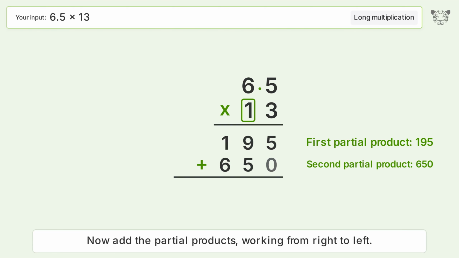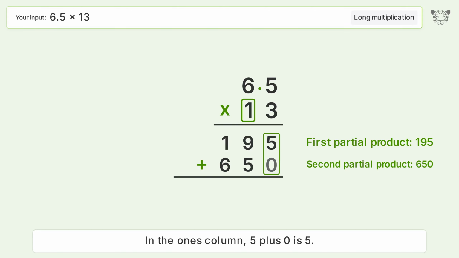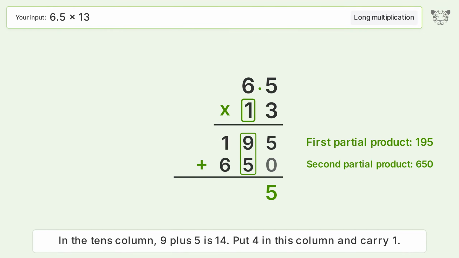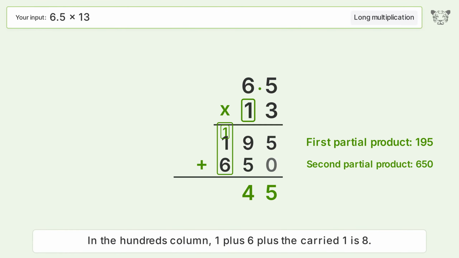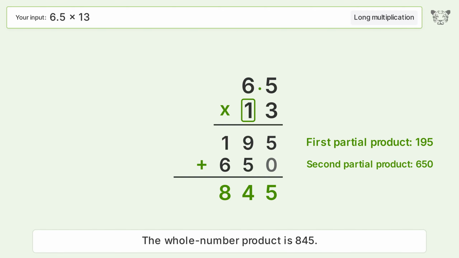Now add the partial products, working from right to left. In the ones column, 5 plus 0 is 5. In the tens column, 9 plus 5 is 14. Put 4 in this column and carry 1. In the hundreds column, 1 plus 6 plus the carried 1 is 8. The whole number product is 845.